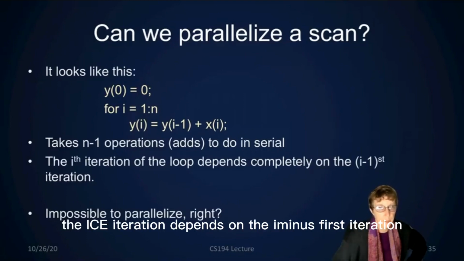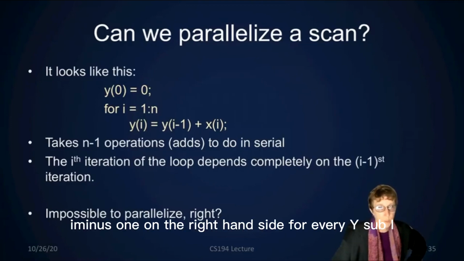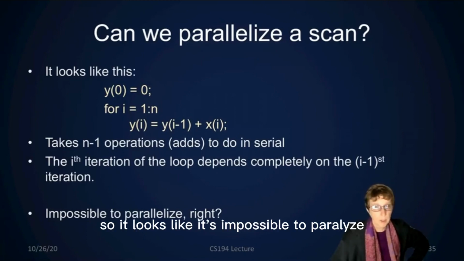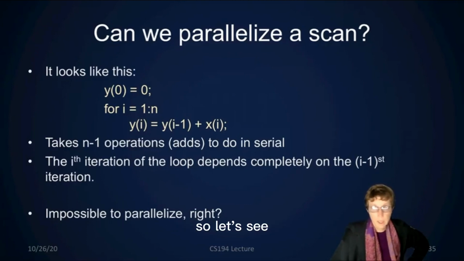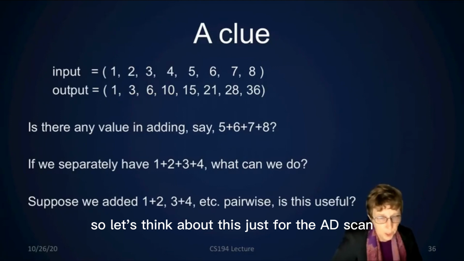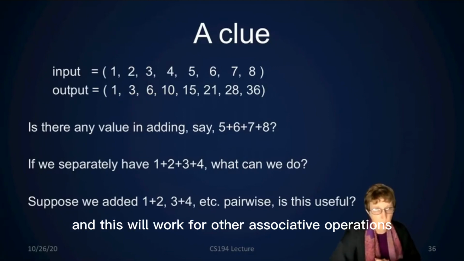This looks pretty serial, right? The ith iteration depends on the i-1st iteration, because there's this i-1 on the right-hand side for every y sub i on the left-hand side. So it looks like it's impossible to parallelize. Let's see what we need in order to make this run in parallel. Let's think about this just for the add scan, and this will work for other associative operations.